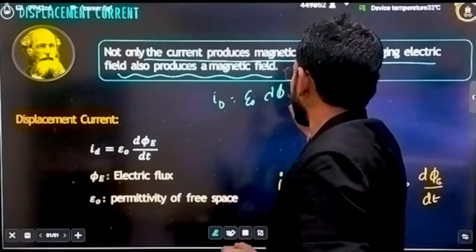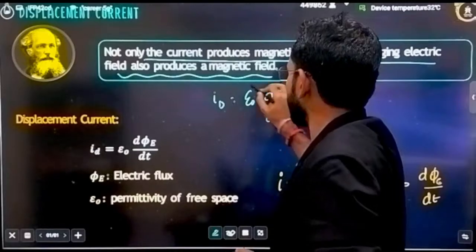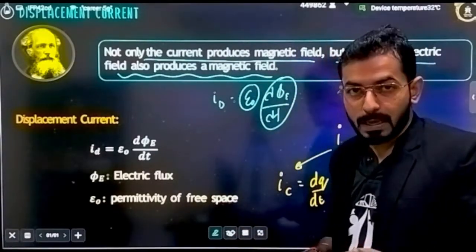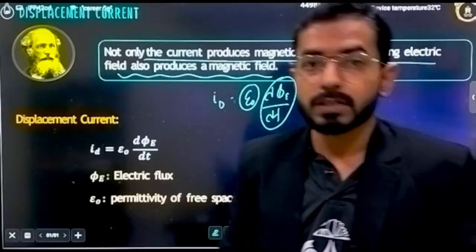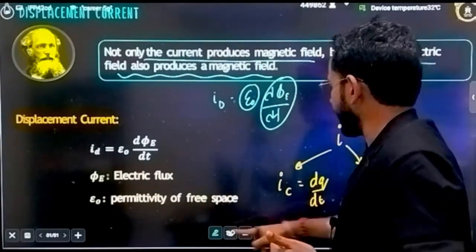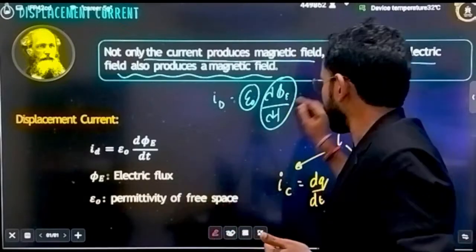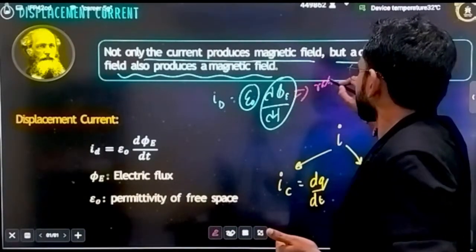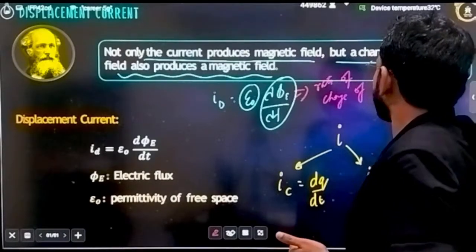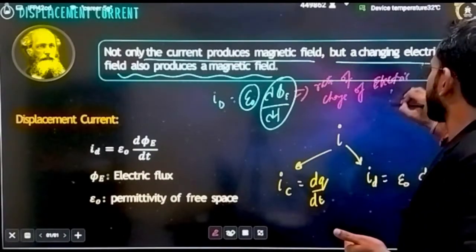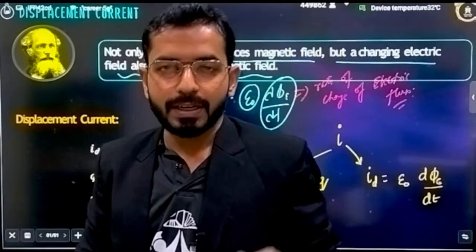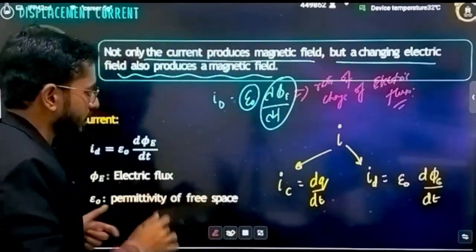as epsilon naught d phi e by dt. Epsilon naught, you already know, is permittivity, and what is d phi by dt? Rate of change of flux. But which flux? Magnetic flux or electric flux? Electric flux, because we are talking about electric field. That means he defined this thing as the rate of change of electric flux.